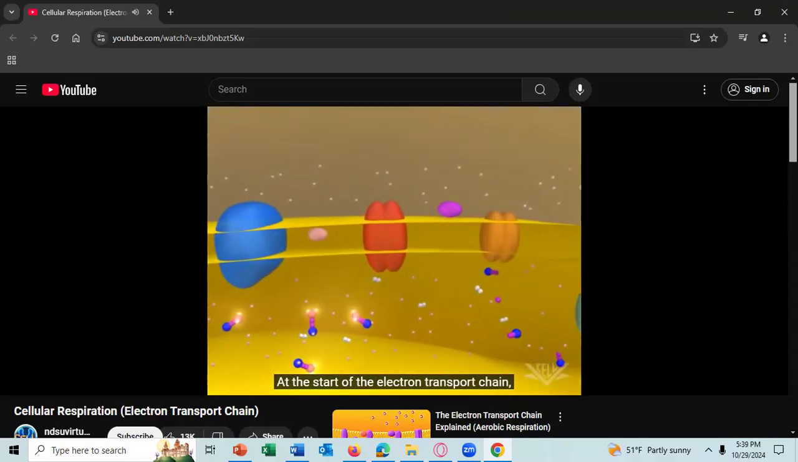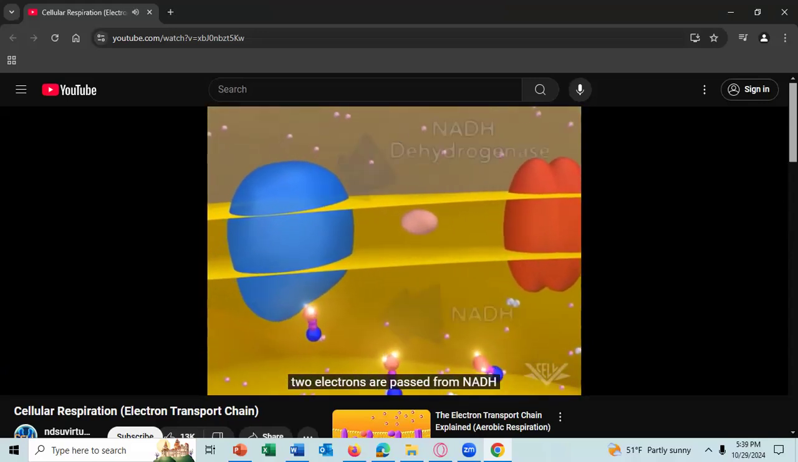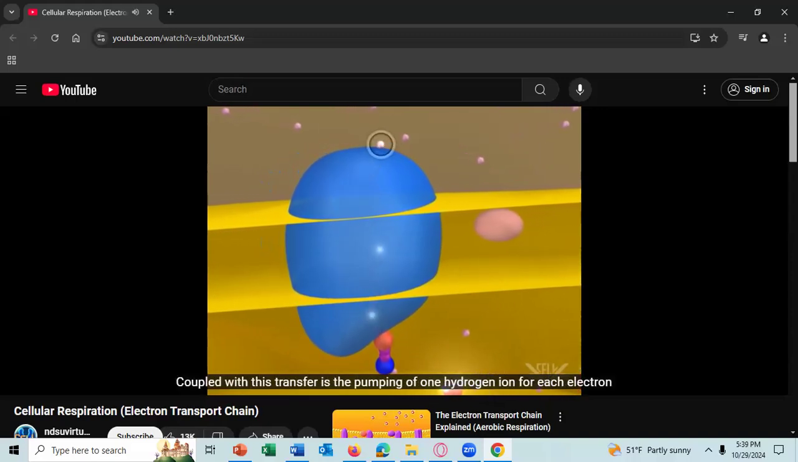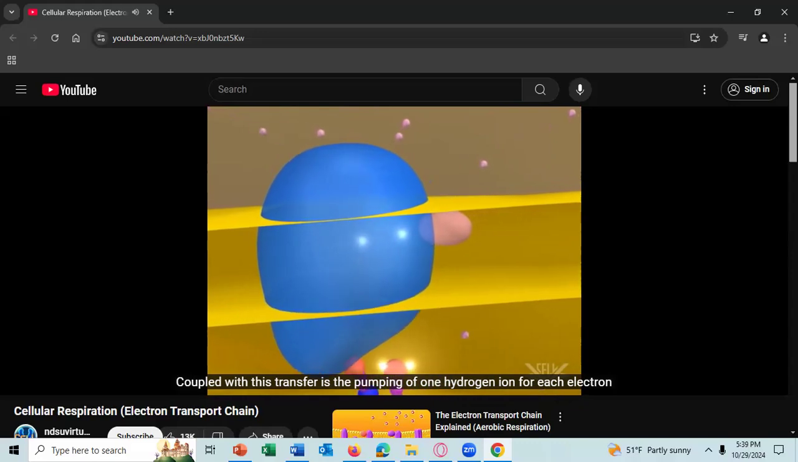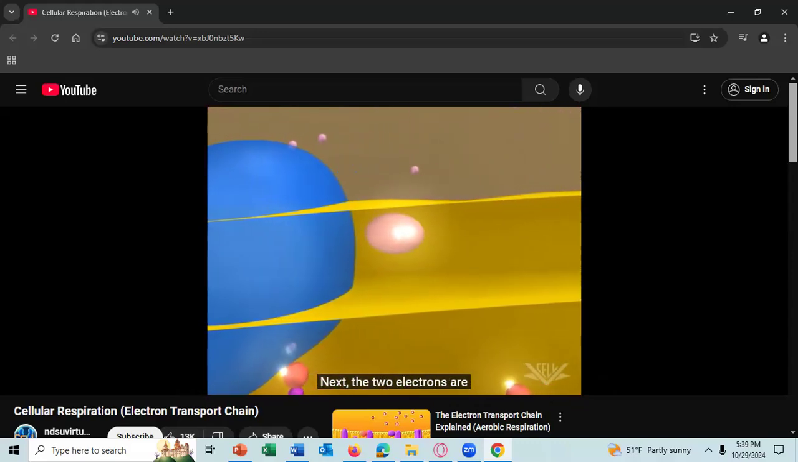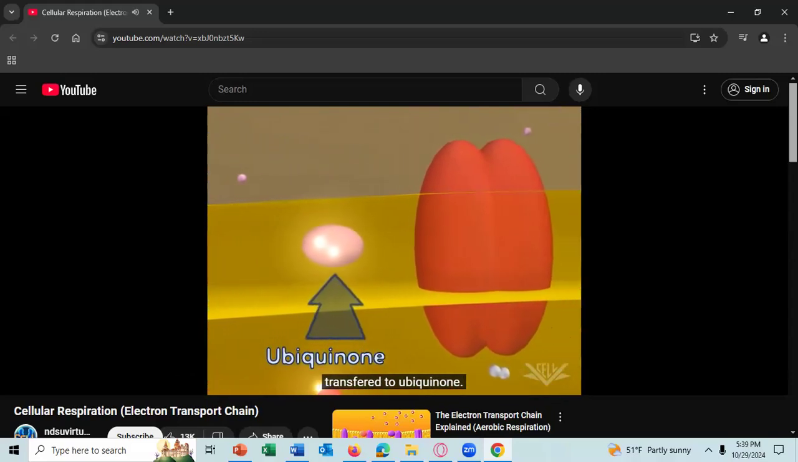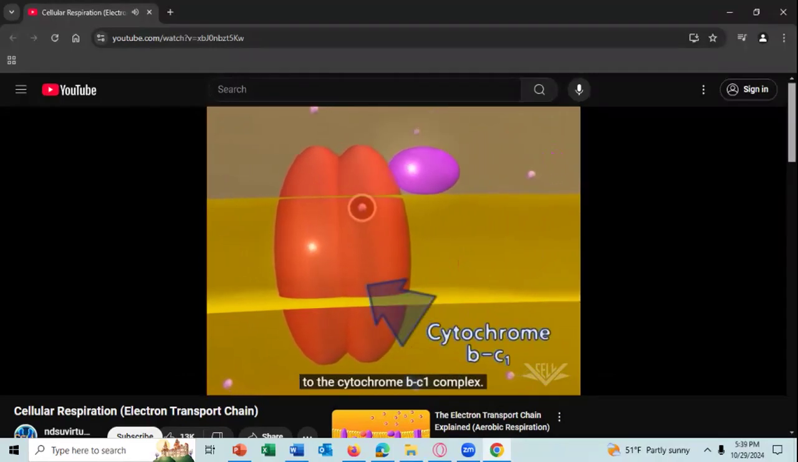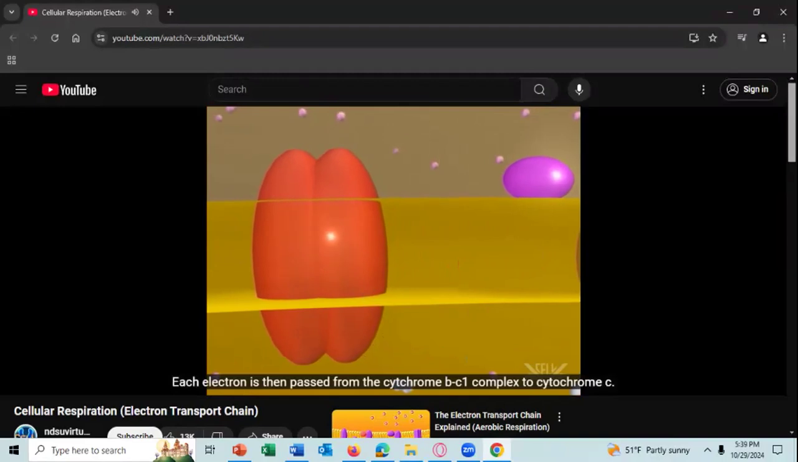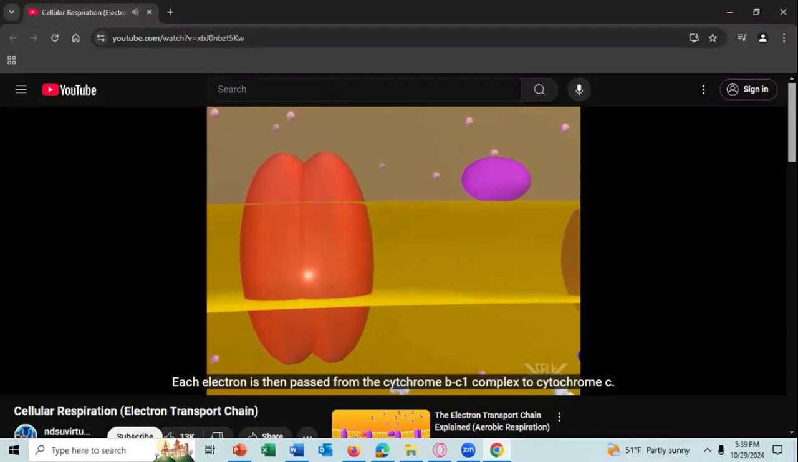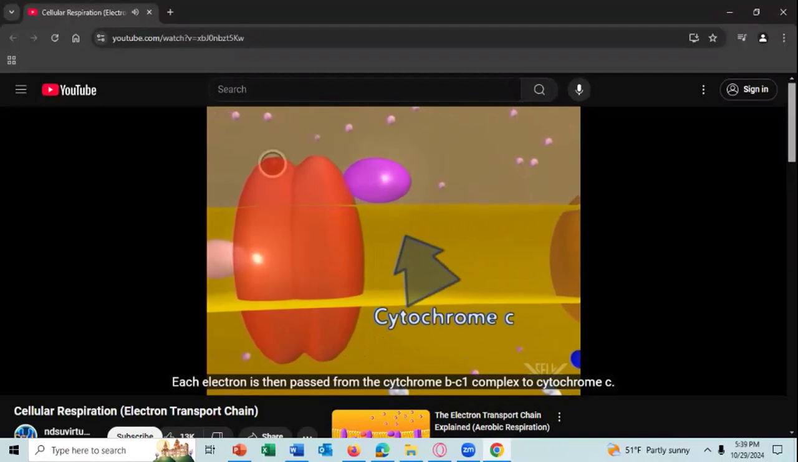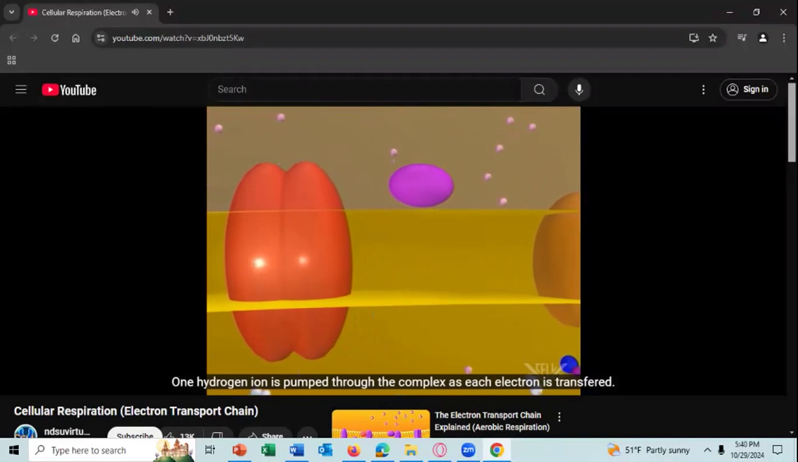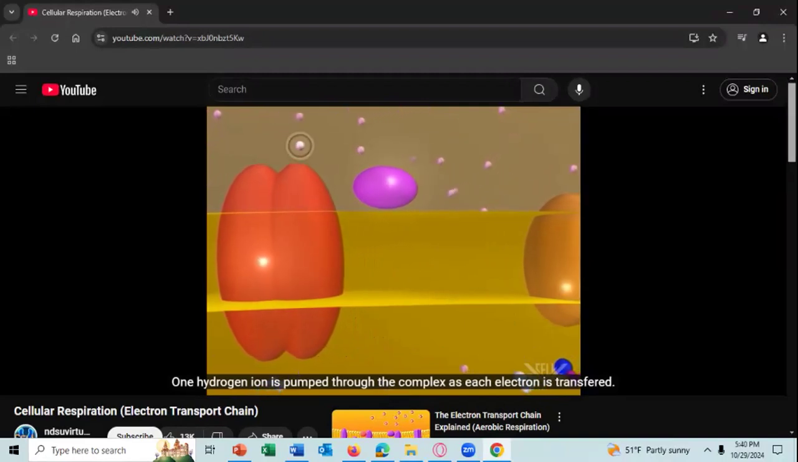At the start of the electron transport chain, two electrons are passed from NADH into the NADH dehydrogenase complex. Coupled with this transfer is the pumping of one hydrogen ion for each electron. Next, the two electrons are transferred to ubiquinone. Ubiquinone is called a mobile transfer molecule because it moves the electrons to the cytochrome BC1 complex. Each electron is then passed from the cytochrome BC1 complex to cytochrome C. Cytochrome C accepts each electron one at a time. One hydrogen ion is pumped through the complex as each electron is transferred.